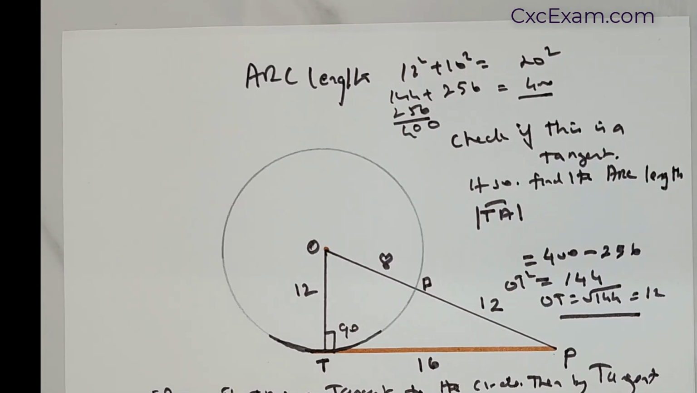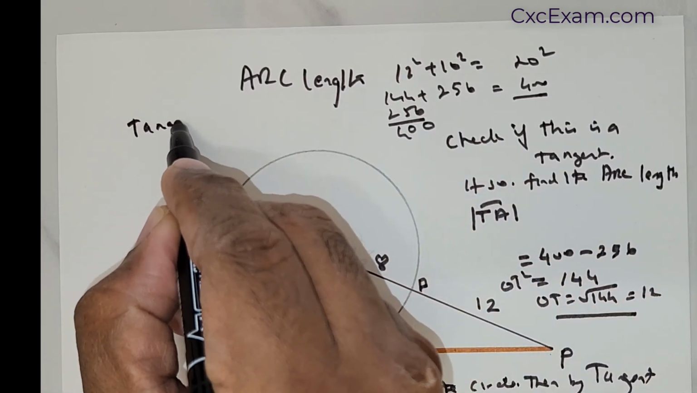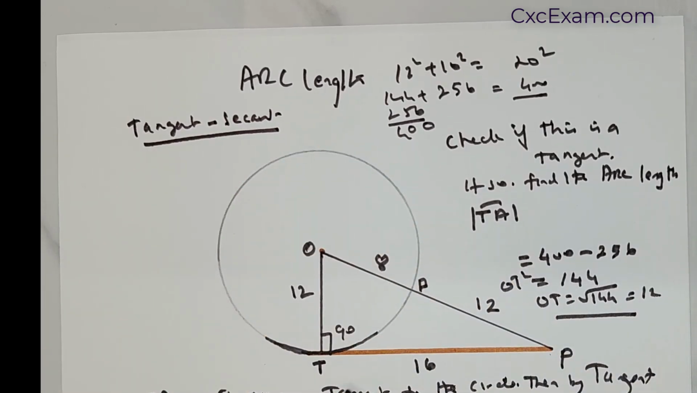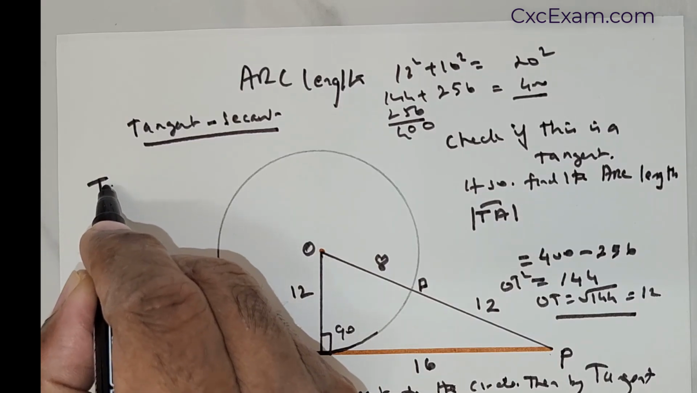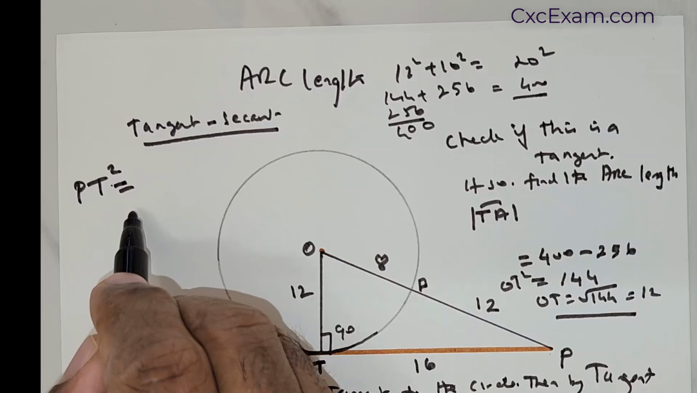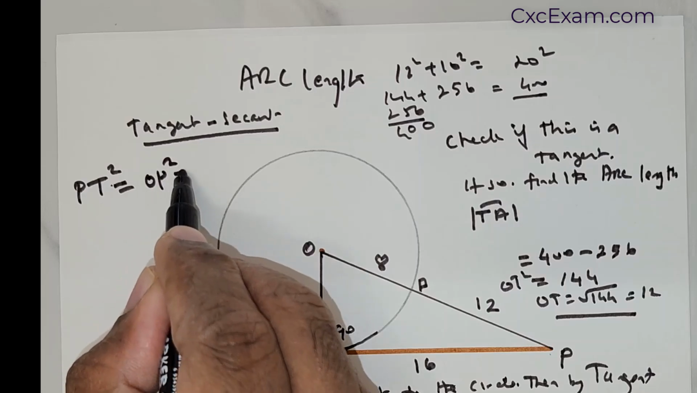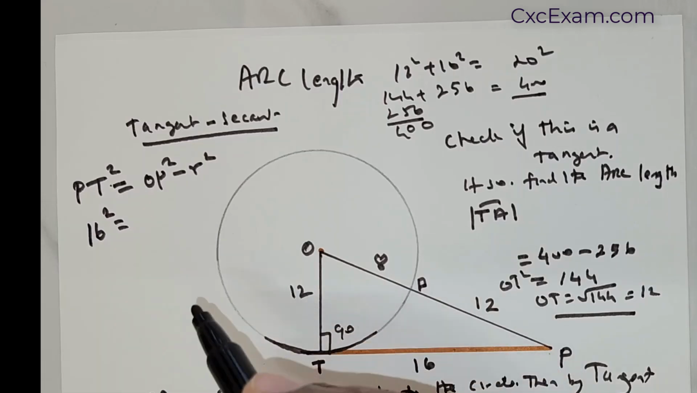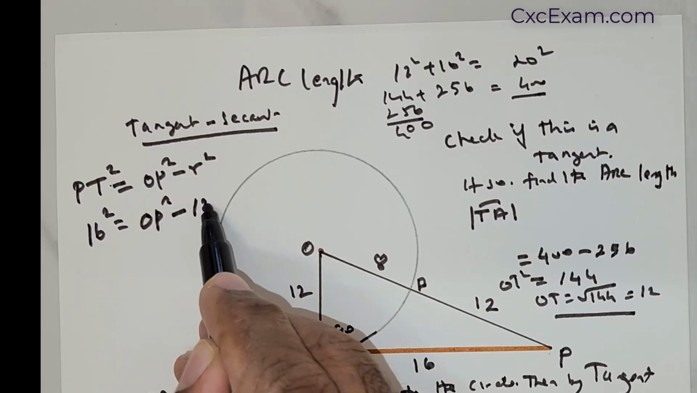Now let us go one step further. This is by Pythagoras. Now let me give a relationship using the tangent secant formula. So what is the tangent secant formula? It states PT squared, or TP squared. So let me take it as PT squared. PT squared is equal to OP squared minus r squared. So 16 units, you square it. The radius is 12. Right. So OP squared minus 12 squared.